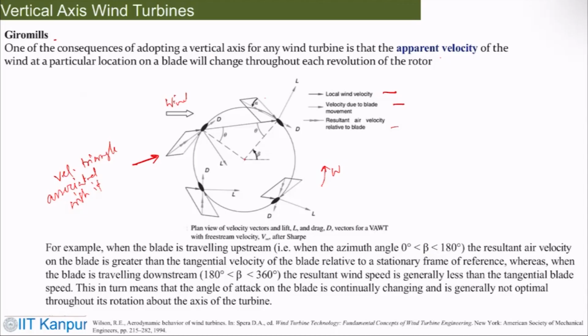Now, when the blade is traveling upstream, that is, azimuth angle beta from 0 to 180 degrees, so beta is varying like that. The resultant air velocity on the blade is greater than the tangential velocity of the blade, relative to the stationary frame of reference. When the blade is traveling in the third and fourth quadrant, the resultant wind speed is generally less than the tangential velocity. You can see that from this velocity triangle, whereas the other two show something slightly different.